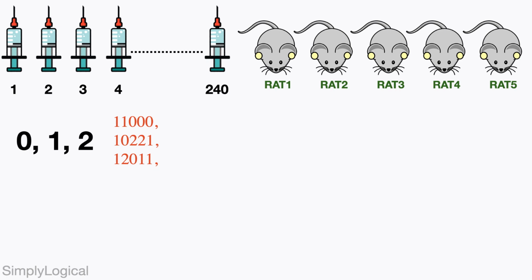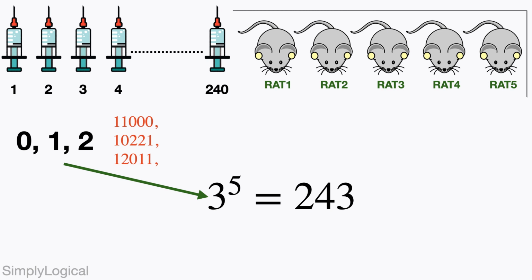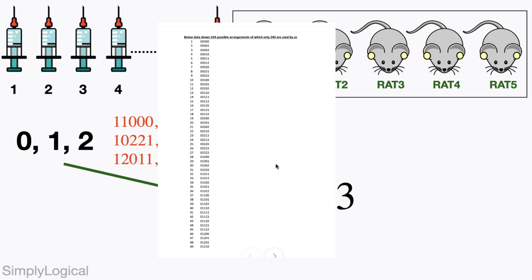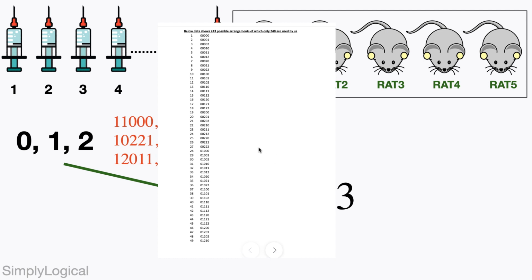This is because using 3 numbers 0, 1 and 2 as 5-digit numbers, we have 3 power 5, which is equal to 243 unique ways of arranging the numbers. As we are left with 240 injections, this would give us enough ways of labeling each of them. Here is the data which shows 243 possible arrangements, of which only 240 we are going to use.